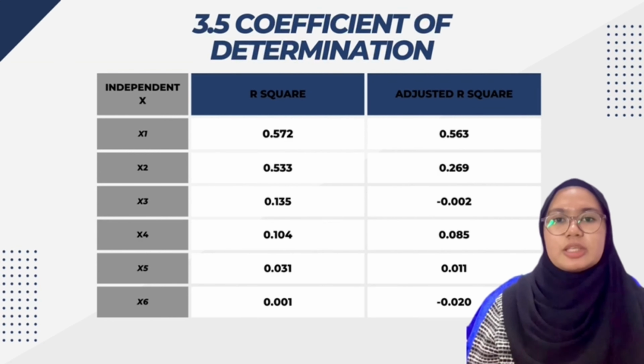For the coefficient of determination, we have 6 variables, starting with variable 1. If r equals 0.572, then r squared equals 0.563. It means that 56.3% of the variation in y is accounted for by the variation in x, and the rest of the variation is 43.7%.